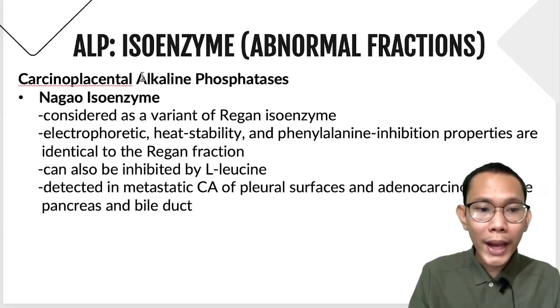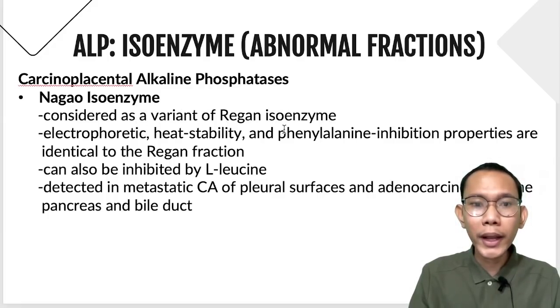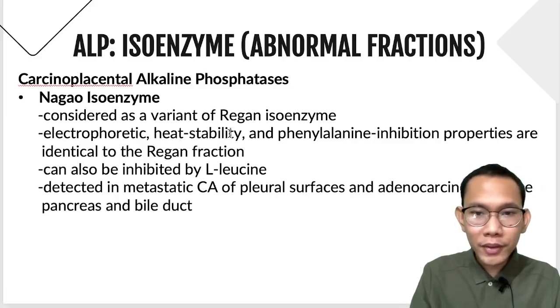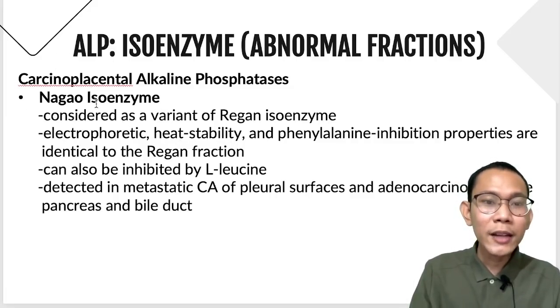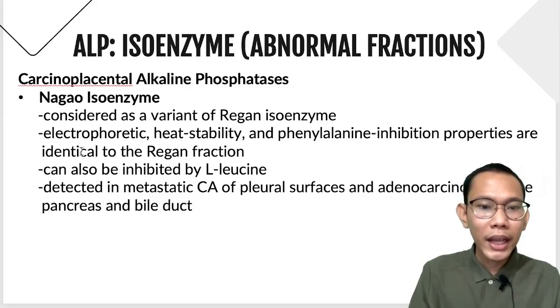Next, we have your Nagao isoenzyme. It is considered a variant of your Regan isoenzyme. Kumbaga, parang variant lang siya ng ating Regan. Its electrophoretic, heat stability and phenylalanine inhibition properties are identical to your Regan fraction. So therefore, in terms of these parameters, katulad lang siya ni Regan, kasi nga, variant siya ni Regan. And it can also be inhibited by your L-leucine. Detected in metastatic cancer of your pleural surfaces and adenocarcinoma of your pancreas and your bile duct.